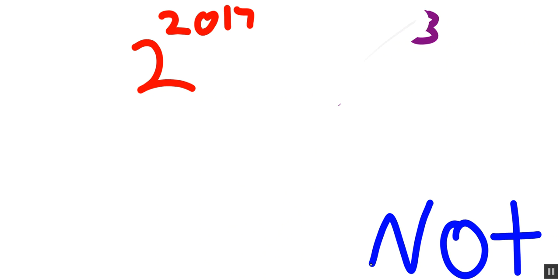We have our finalist, which is 2 to the power 2017. That is the winner. Yes, so 2 to the power 2017 is not a perfect square, and we have solved the problem. This is correct. Let's move on to the next problem.